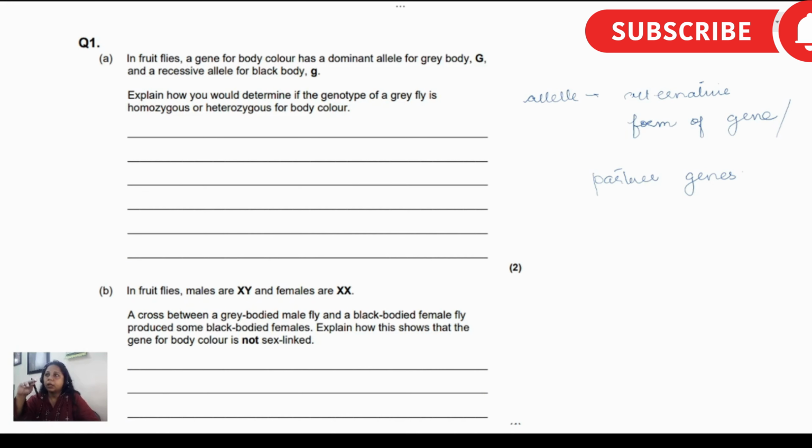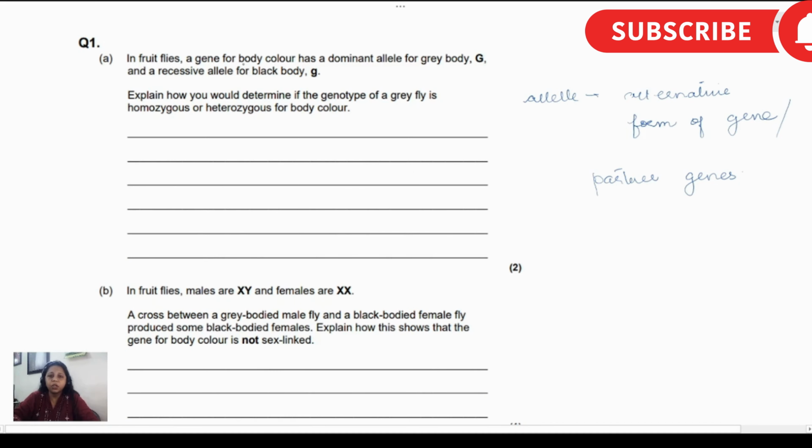Okay. So we are discussing some questions from inheritance and genetic crosses. First of all, we have discussed allele, that is an alternative form of gene. I usually tell my students, it's like partner genes. If one gene is present on one of the chromosomes, the other also has the same thing. It can be the same letter, or a smaller letter or a capital letter, whatever. It can be the opposite of it, but it's a partner of the gene.